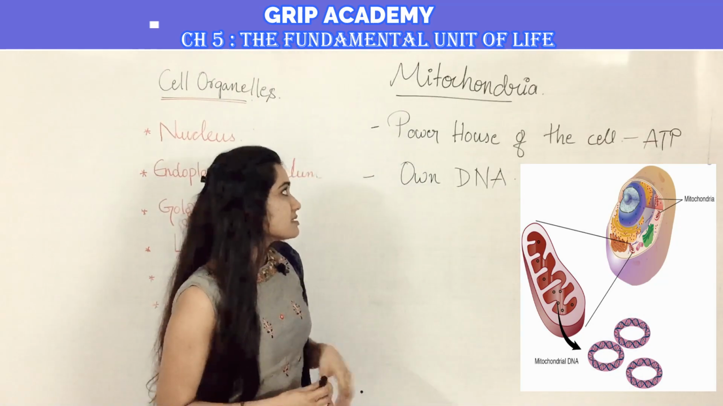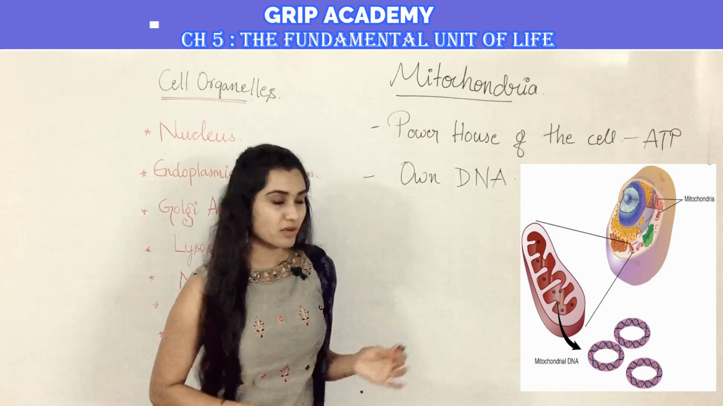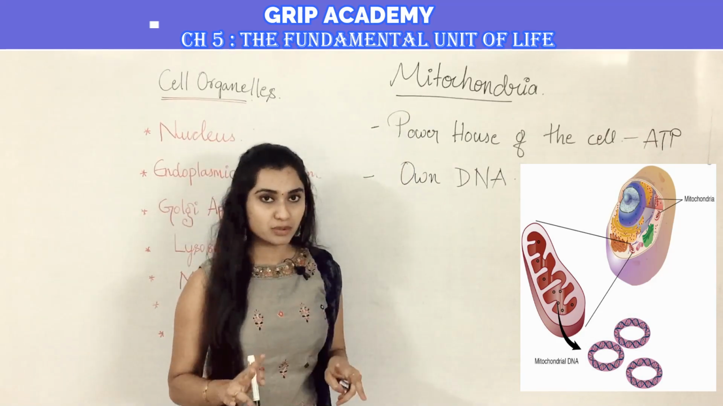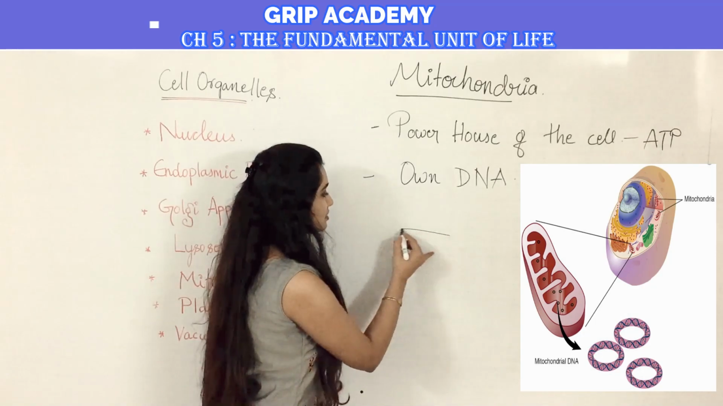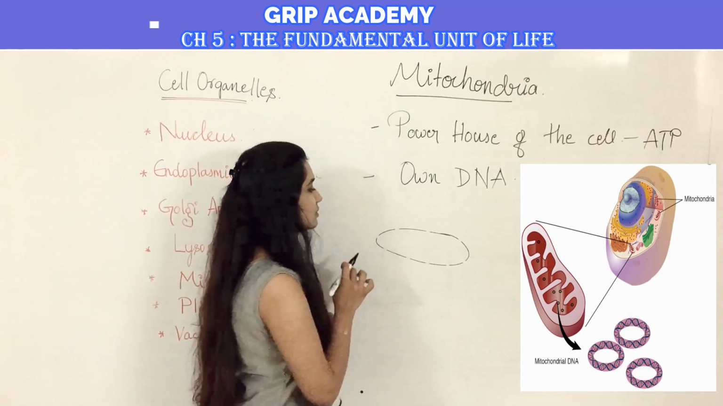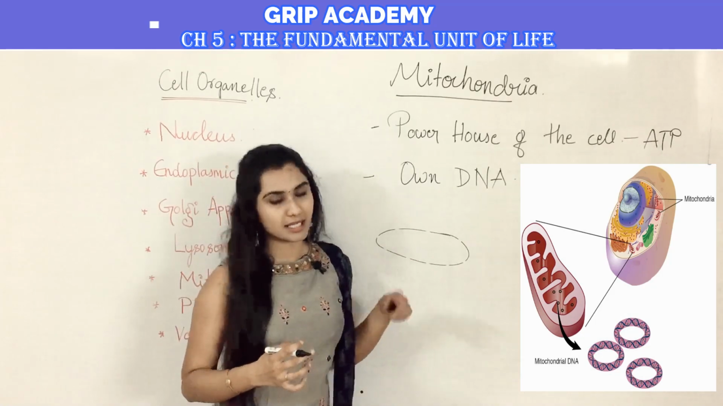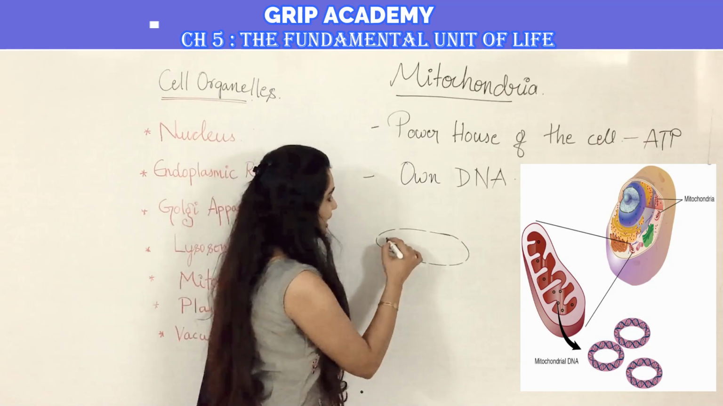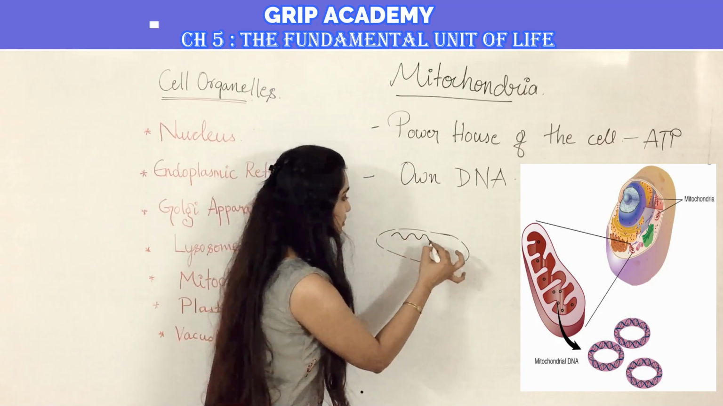Next, coming to the structure of mitochondria. Mitochondria is made up of two layers. The outer one is very porous in nature, which means it has many pores that allow the movement of particles in and out of the mitochondria. But the second membrane is highly folded.